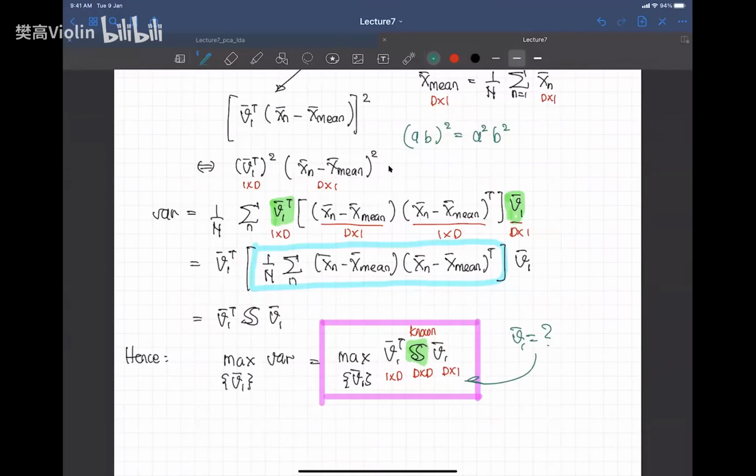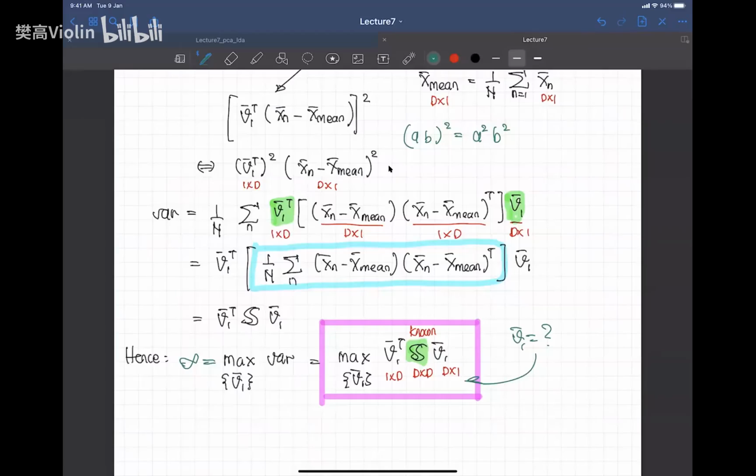Well, don't think too much yet. It's very simple. Intuitively, what will V1 be to maximize this? What will be the limit of maximizing this? It will be infinite, right? If you want to maximize the variance, you can have an infinite value in the output. If it is infinite, what will V1 be?